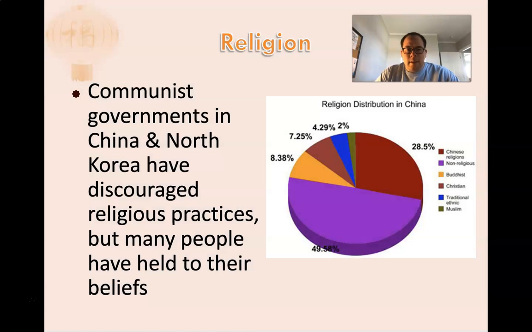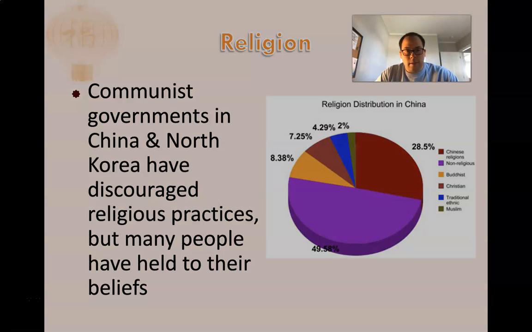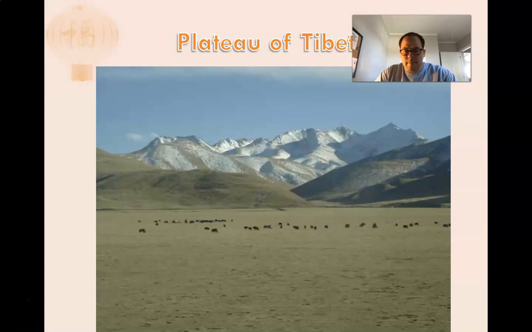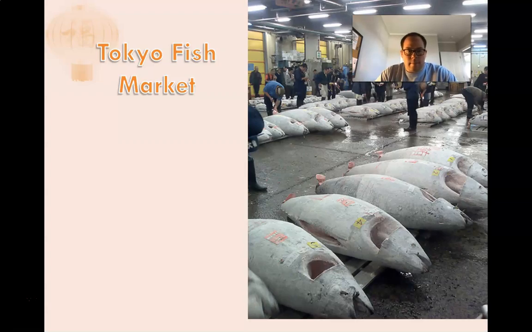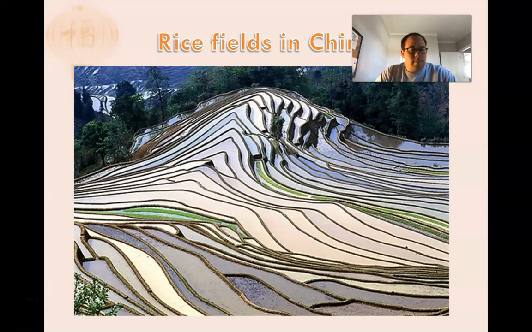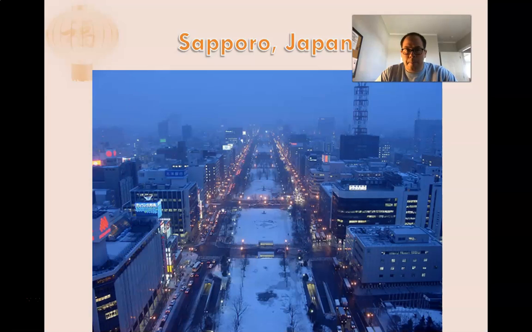In communist governments in North Korea and China, most don't allow religions, or they're strongly discouraged. But many people have held on to some of their traditional beliefs. So, some more pictures from the region.